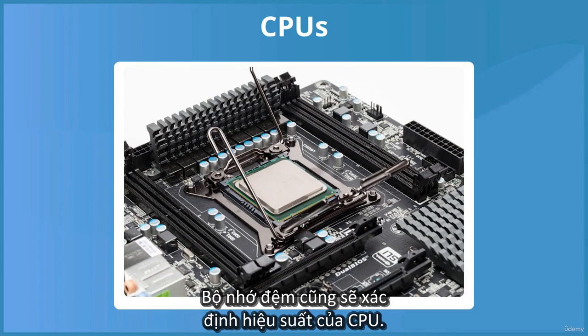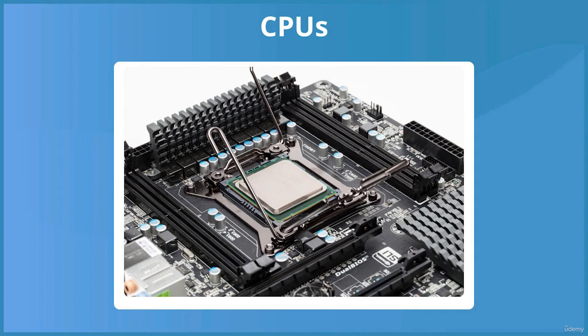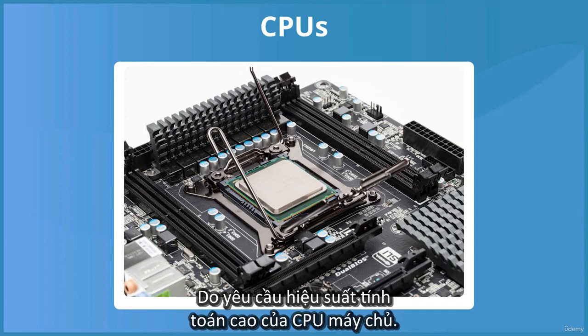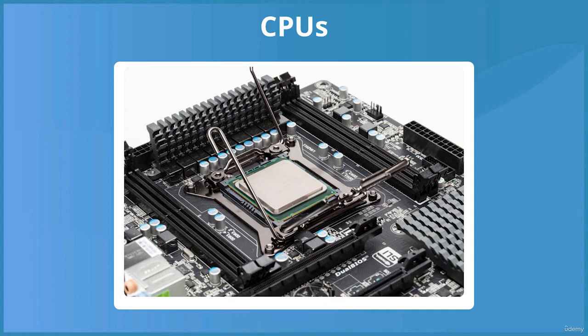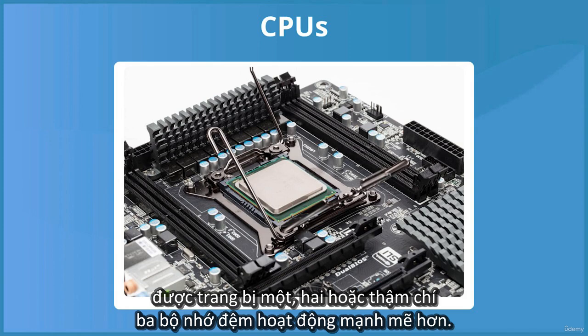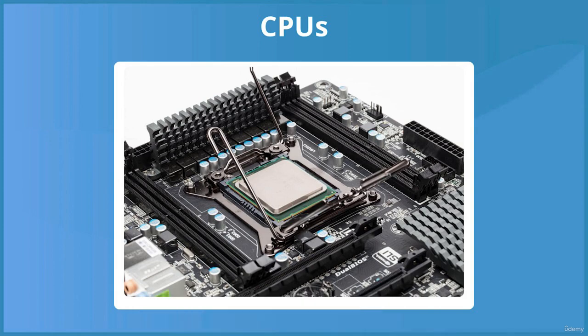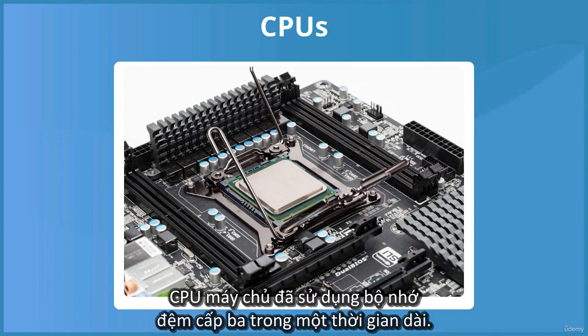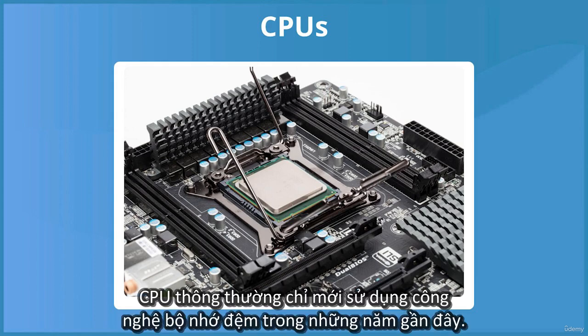Cache will also determine the performance of the CPU. Due to the high computing performance requirements, server CPUs often apply the most advanced processes and technologies and are equipped with 1, 2, or even 3 levels of cache running more powerfully. Server CPUs have used level 3 caches for a long time. Ordinary CPUs have used cache technology only in recent years.